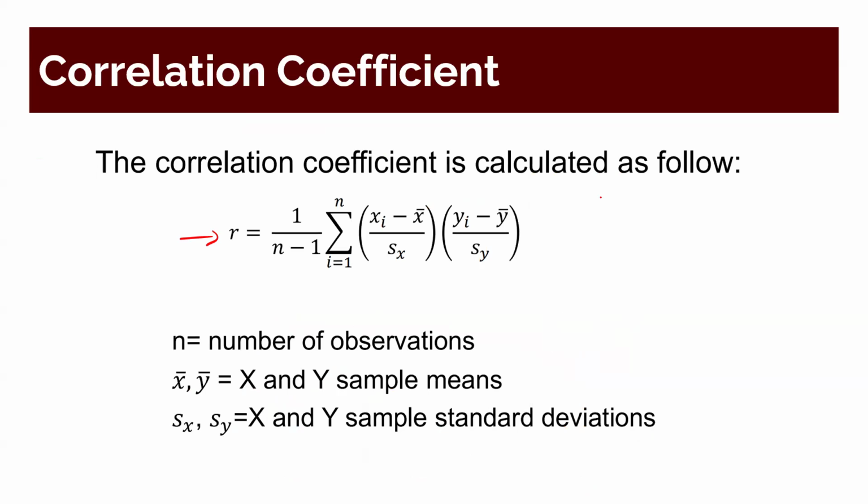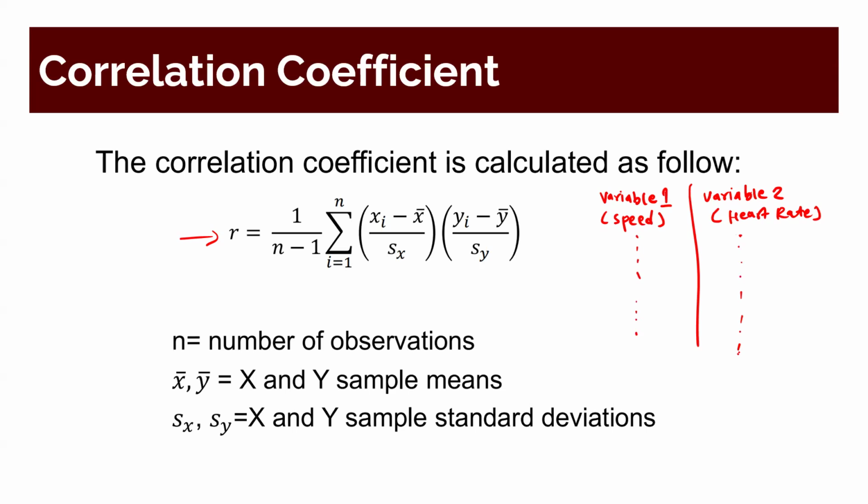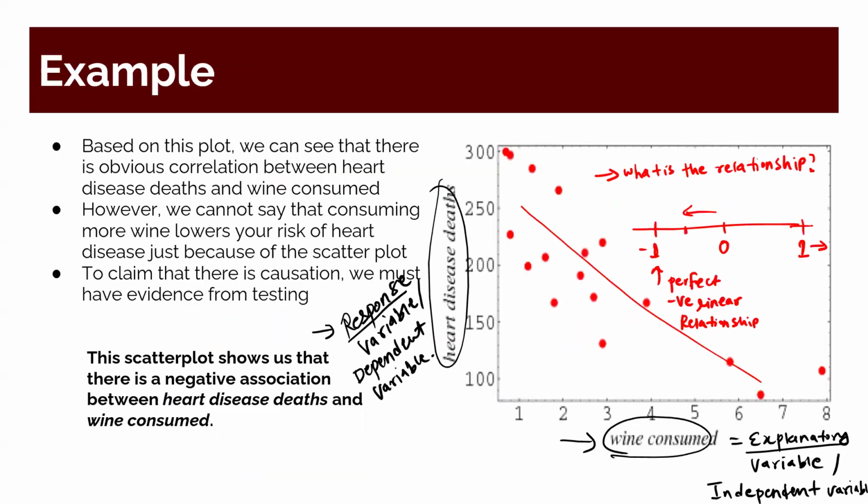What you have is, let's say you have variable 1 and variable 2, let's say speed and heart rate. Let's say you have a data set like this. You have speed, as in how fast a person runs, and you have their heart rate, right? So how will you draw a scatter plot like this?